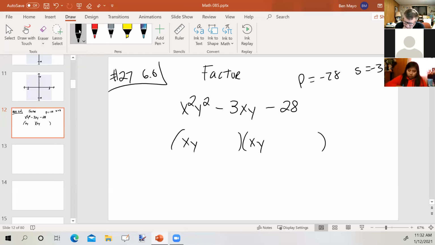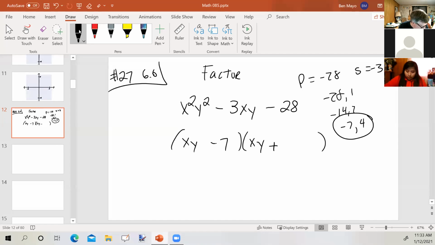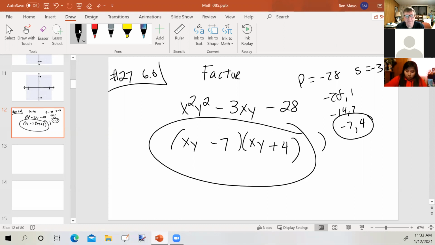Well, the biggest number has to be negative, doesn't it? So we've got negative 28 and 1, negative 14 and 2, negative 7 and 4. Oh, there we go. Yeah, 3 and 7 doesn't even work, I don't know what I was thinking. Okay, so there's our two numbers, minus 7 plus 4. Any questions on that? All right. Do you have any other questions from section 6.6 before we continue on to 6.7?